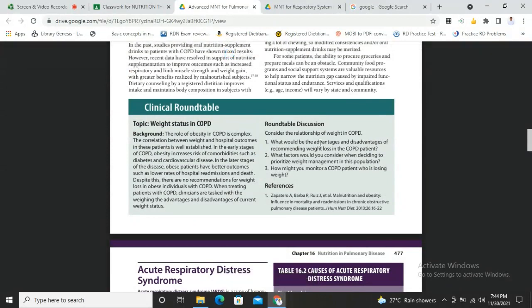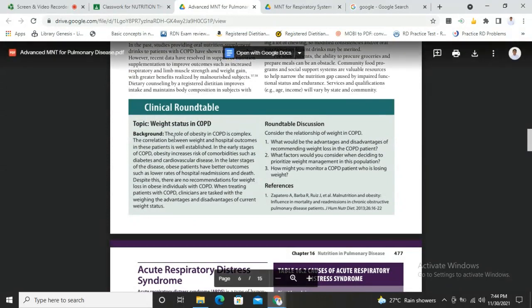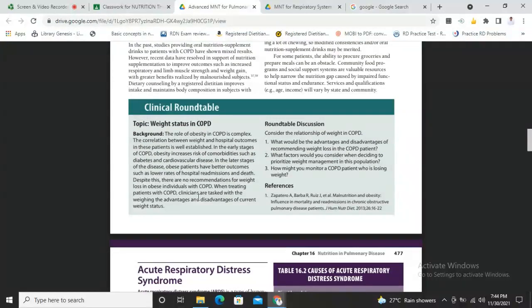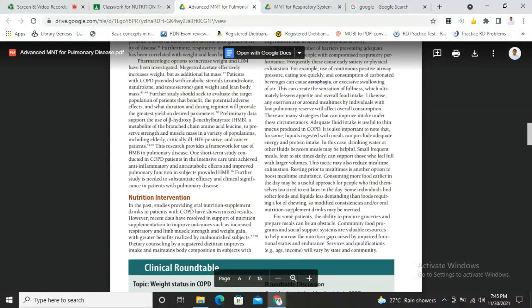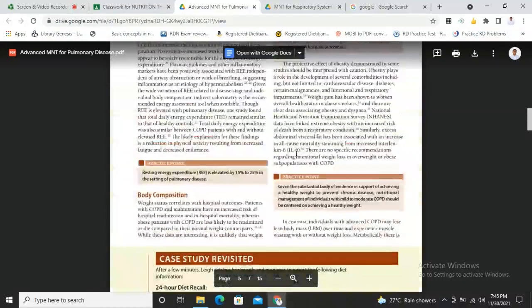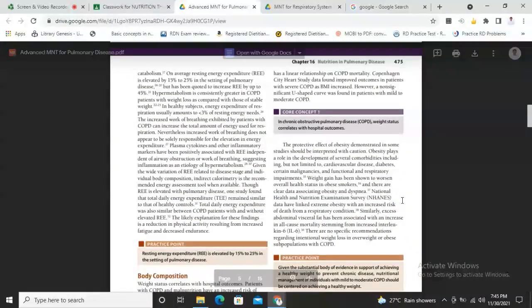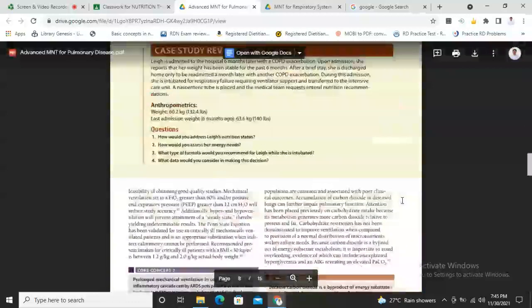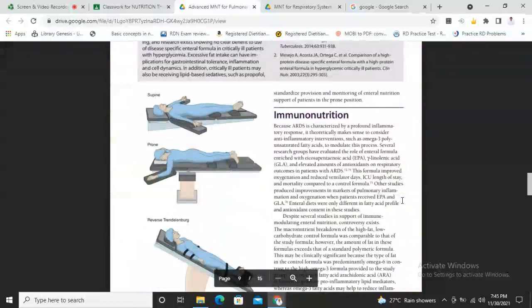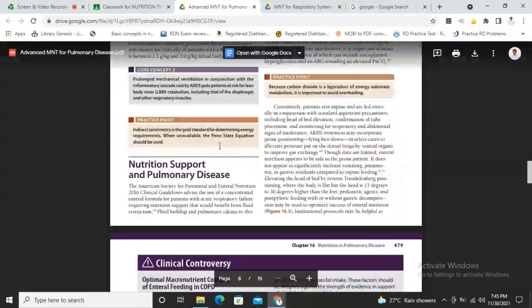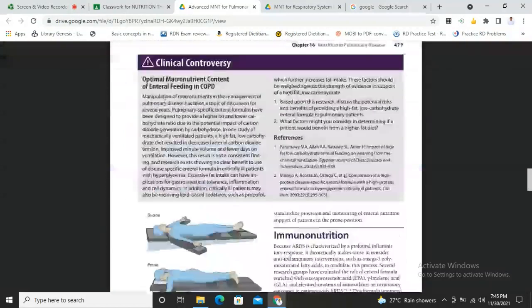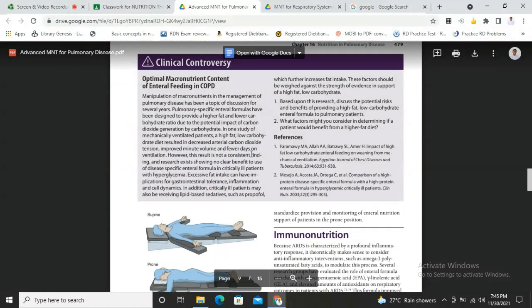Also, you can discuss among yourselves, like in a round table discussion, this problem: would you recommend weight loss for an obese COPD patient? You should be able to answer this, but first read what is here. Next is the optimal macronutrient content of enteral feeding in COPD. Most of this I already discussed in the COVID-19 MNT.